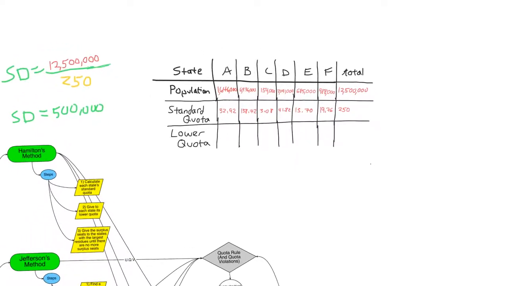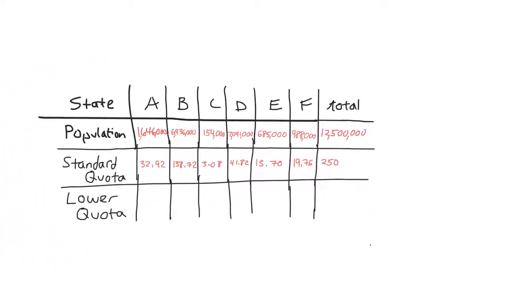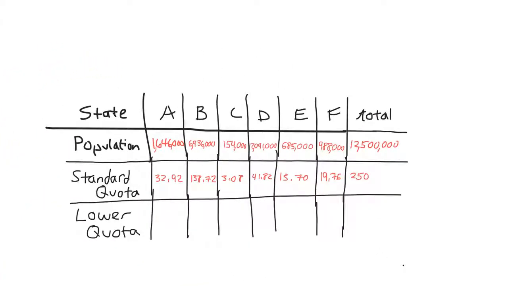And let's actually think this through together and make sure that we're on the same page about it. As I mentioned before, the lower quota is the integer before the decimal version of the standard quota. So 32.92, well, the integer before that is going to be 32. The integer before 138.72 is going to be 138.